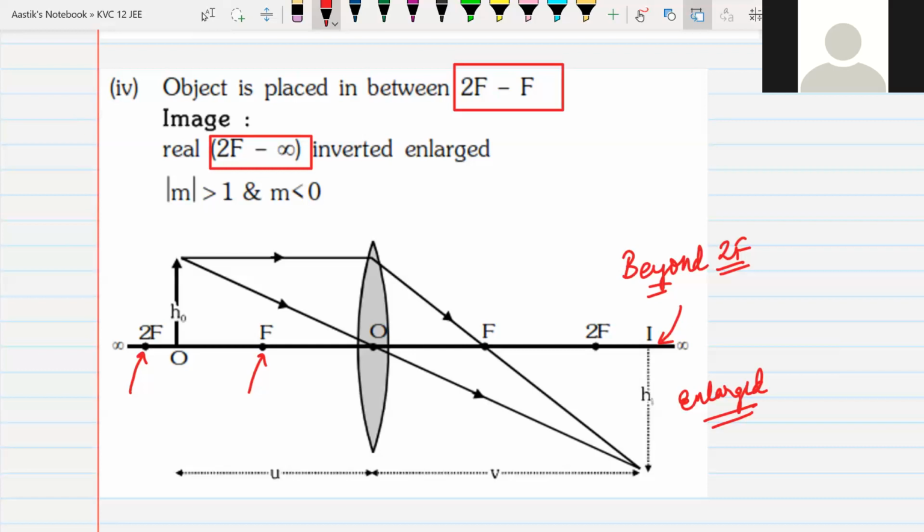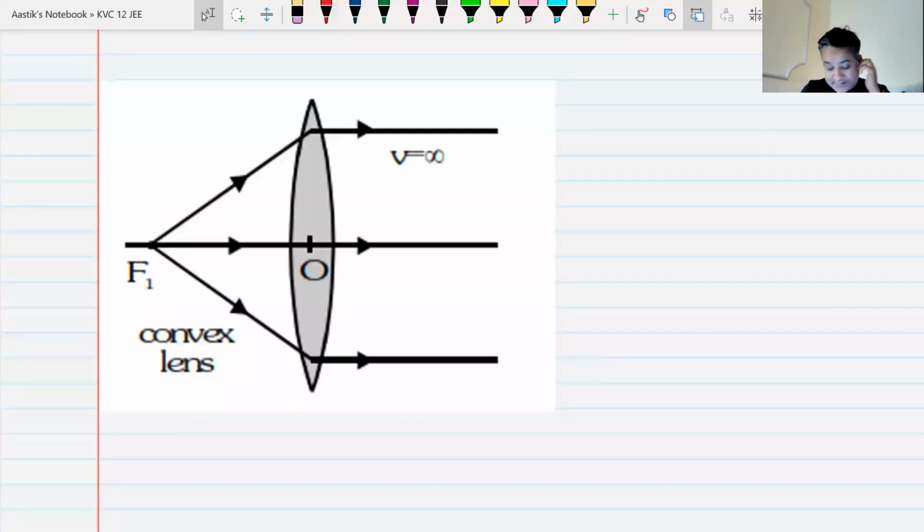Focus. Where will the image be formed? Infinity. That's correct, and that is the case here. The object is placed at which focus? First principal focus. Image is formed at infinity. Image is very enlarged. Image is real.